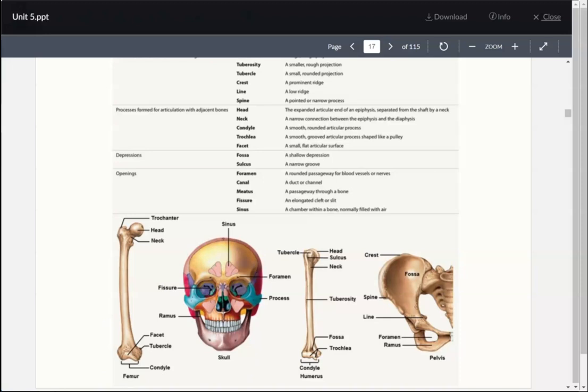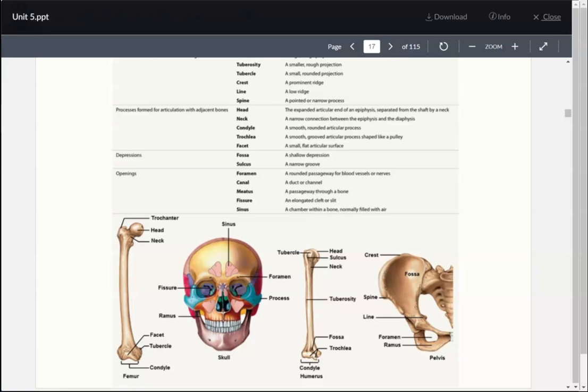Depression-wise, we have things like fossa and sulci. Fossa are shallow depressions. Here's our iliac crest, or ilium right here, shallow depression. There would be a fossa on your scapula as well. Sulcus are narrow grooves. Do we have one? Yeah, we have one right here on our humerus. Foramen are rounded passageways into the bone for blood vessels or nerves. So they're going to be little pinpoint holes in the bone.